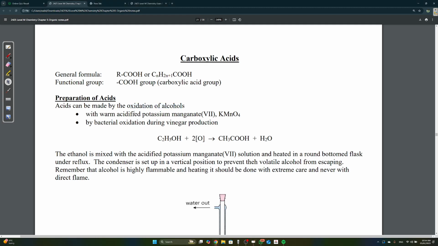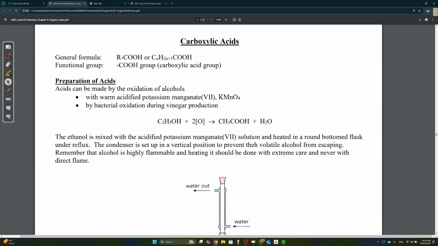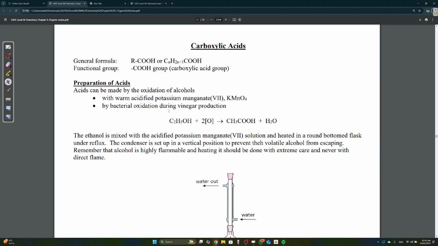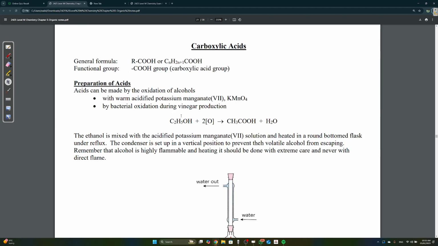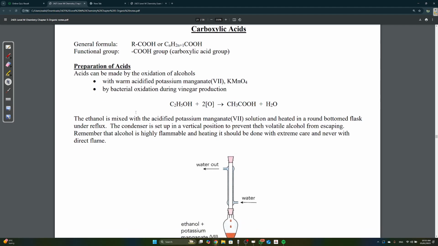Okay, how? By either oxidizing the alcohol with warm acidified KMnO4, or by bacterial oxidation during vinegar production. One or the other. Because I'm sure you guys know that bacteria, when they do fermentation, they produce ethanol, and then if you just add oxygen to that ethanol, we get the carboxylic acid. So you need to know this.